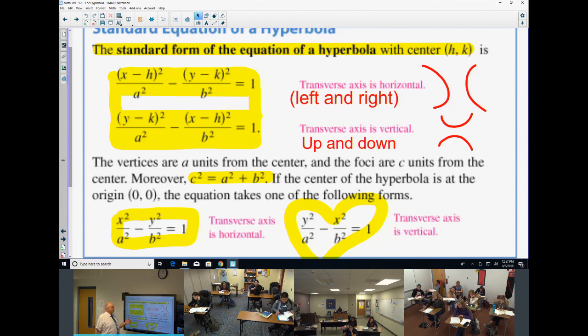Now, when the center of the hyperbola is at (0, 0), and most of the ones that we do will be, then these two equations simplify to these two. The h and the k go to 0. So if the x squared comes first, the hyperbola opens left and right. If the y squared comes first, it opens up and down.